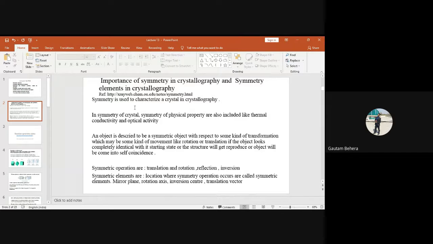So here it is written: symmetry is used to characterize a crystal in crystallography, right? So if we want to characterize any crystal, we can characterize it by symmetry operations, because different crystal systems have different symmetries. Basically, the number of symmetries is different. Some may have higher symmetry, some may have lower symmetry, some may have a particular value of symmetry that will be fixed.